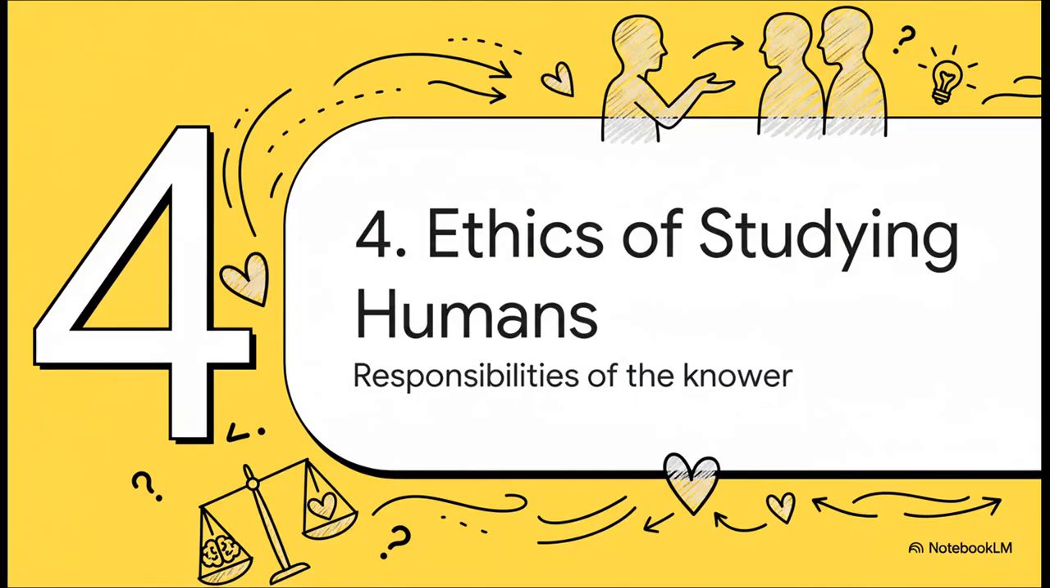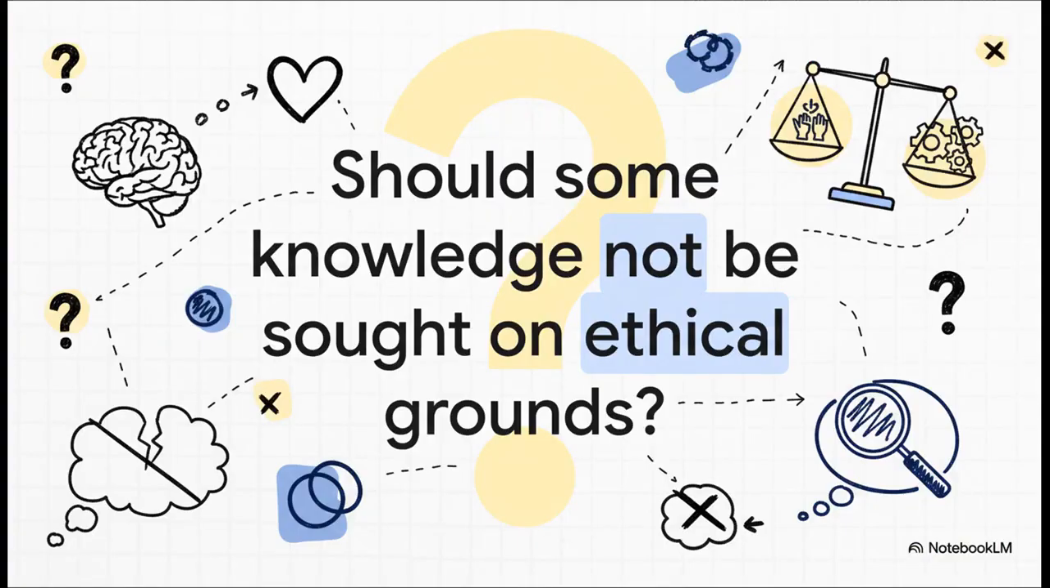Okay, let's talk about ethics, because this is probably one of the biggest, most important differences between these fields. When the thing you're studying is a person, well, your responsibilities just go through the roof. Ethics isn't an afterthought anymore, it's front and center. And this forces us to ask a really tough second-order question. Should some knowledge just not be sought? I mean, is the hunt for knowledge always a good thing? We really have to ask if there are some lines that we just shouldn't cross, even if it means we don't get all the answers.